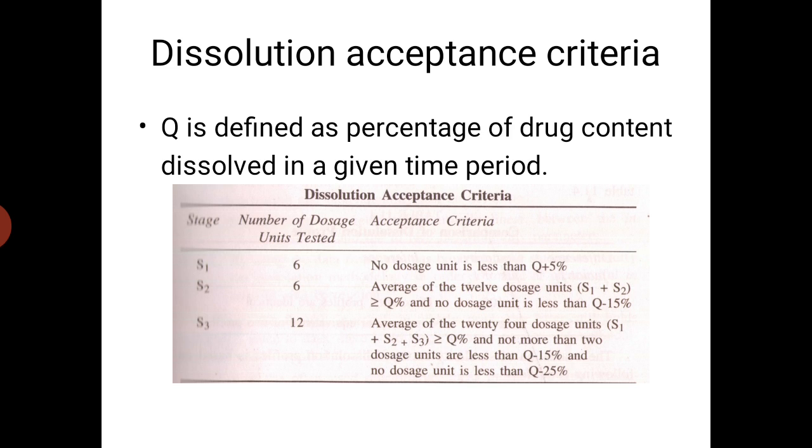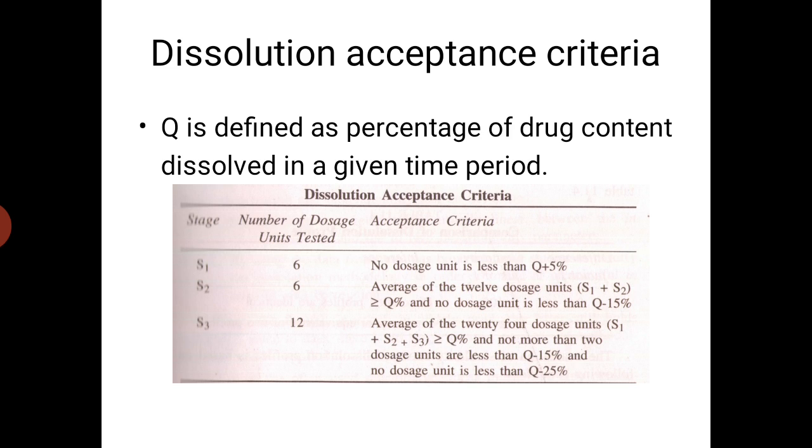So Q value is 90% at 25 minutes, or 80% at 30 minutes. Q value never stands as a percentage alone. It will stand along with percentage and time. At this time point, this is the Q value. That is the specialty: we cannot say that Q value is 80% without a time point. It is specific. Okay, so that is the Q value.